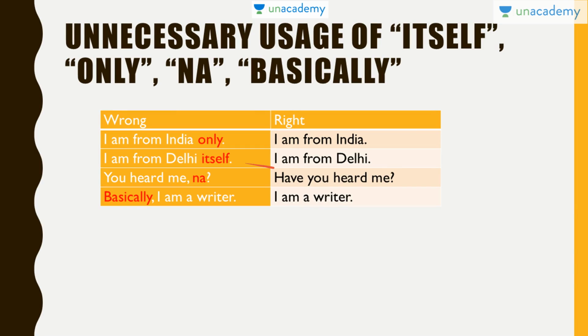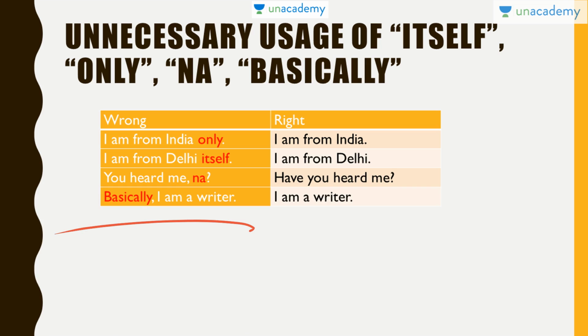This is a very common one that I've heard. I am from Delhi, or I'm from Mumbai, or I'm from Banaras. You will not say I'm from Banaras itself. That itself is not required here. You heard me, na? Now, na is not needed in this sentence. So you can say, have you heard me? So rather than asking a question like, you heard me na, that becomes a very Indian way of saying it. So you'd rather say, have you heard me?